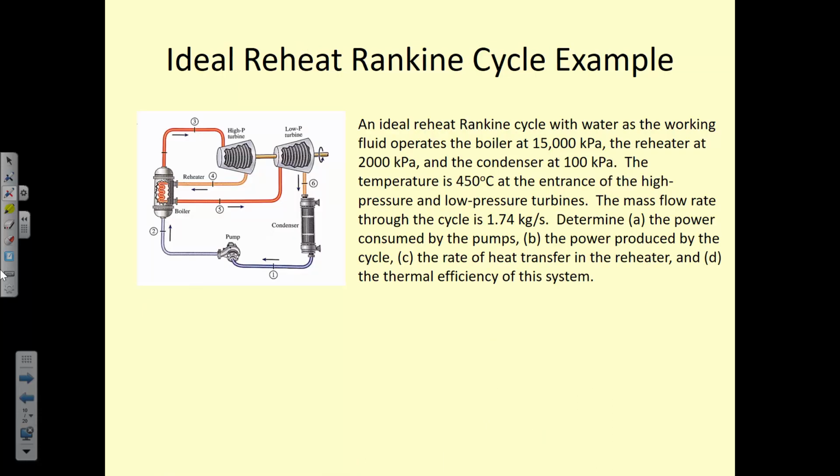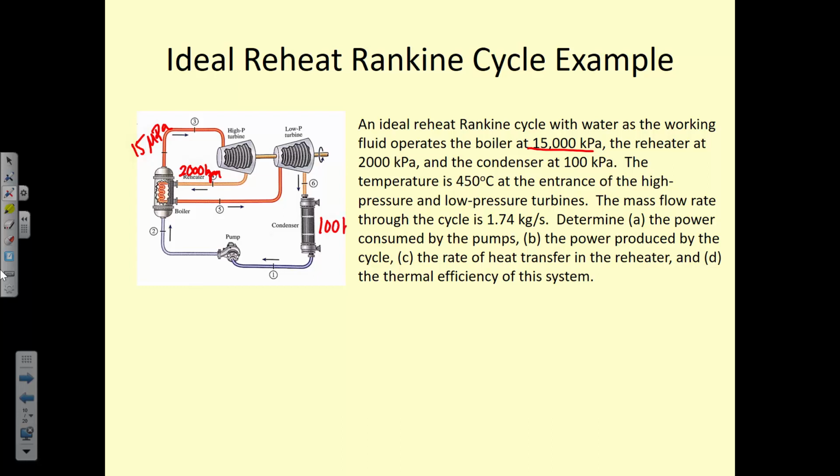Okay, so let's do an example because that always helps to solidify the understanding of these problems. So we have an ideal reheat Rankine cycle. And you will have homework that's very similar to some of the examples that we do today. In this process, the boiler operates at 15,000 kilopascals with water as the working fluid. So our pressure here is 15,000 kilopascals or 15 megapascals. And then the reheater is at 2,000 kilopascals.